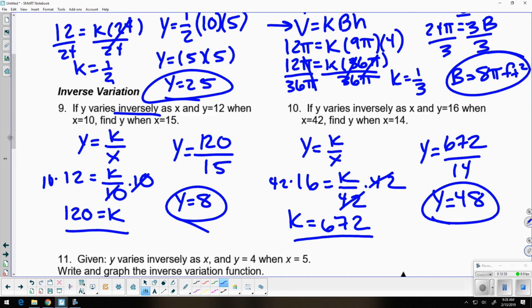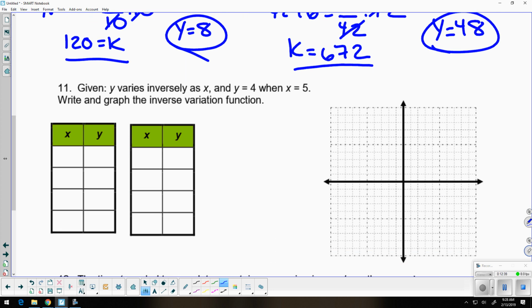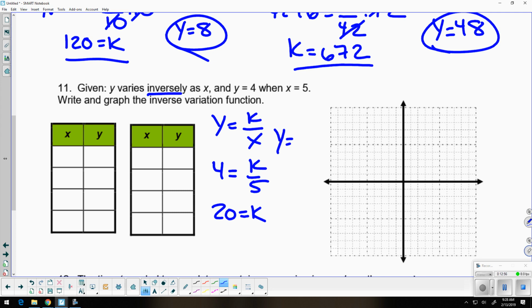Okay. But now what is an inverse variation equation? What does this look like when you graph it? So you notice you have two tables set up, right? So let's just go through the basic stuff here. This is inverse, so y equals k over x. So we need to find our k value. Y is 4, and x is 5. Find k. So multiply both sides by 5, you get 20 equals k. So as an equation, here's what we're graphing. We're graphing y equals 20 over x.